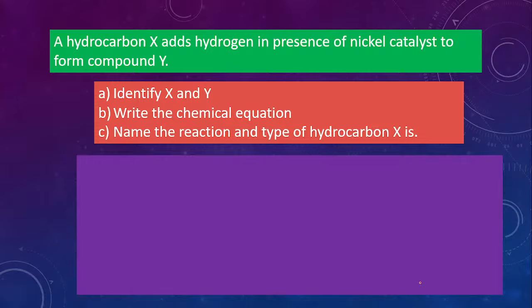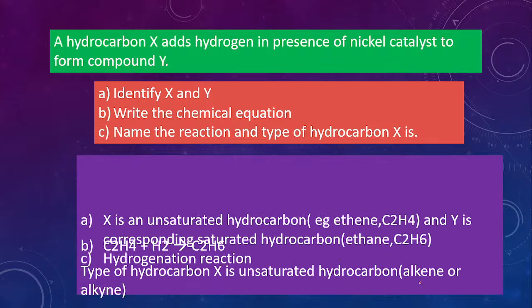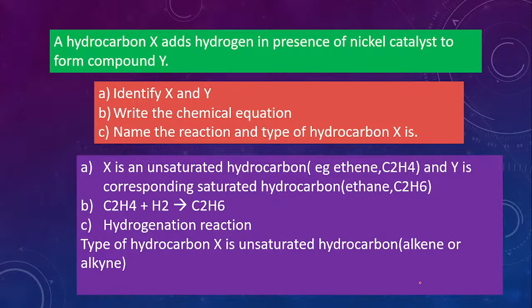What is X? I'll give you a hint: unsaturated, saturated hydrocarbons. If you have to make an unsaturated hydrocarbon saturated, then you go for this process. So X has to be unsaturated, that means an alkene or alkyne. Mostly alkene, like ethene. To form an alkane from an alkene, you go with addition of hydrogen and use a catalyst. So it will form a saturated hydrocarbon. And this is the reaction.